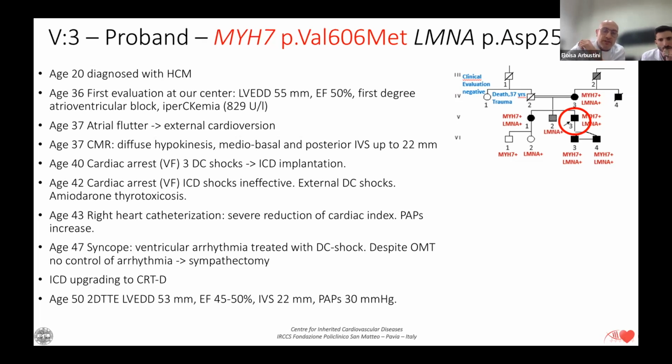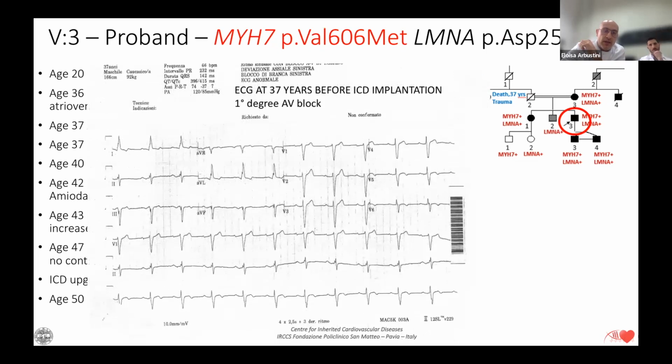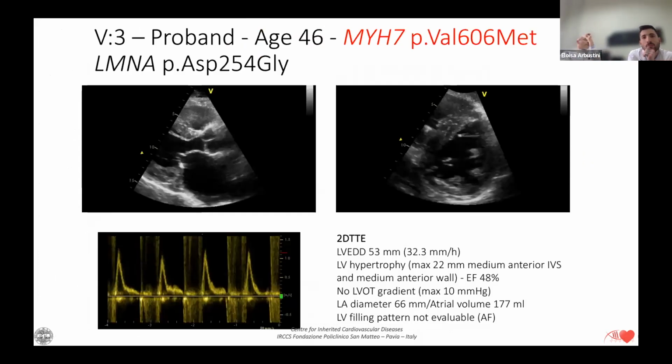Here is shown the basal ECG before ICD implantation. You can notice the first-degree atrioventricular block and the complete left bundle branch block. From the echo we can observe just mild left ventricular dilation and dysfunction with an ejection fraction of about 48%, and asymmetrical left ventricular hypertrophy with a maximum wall thickness of 22 millimeters at the interventricular septum, and severe atriomegaly, with absence of LVOT gradient.